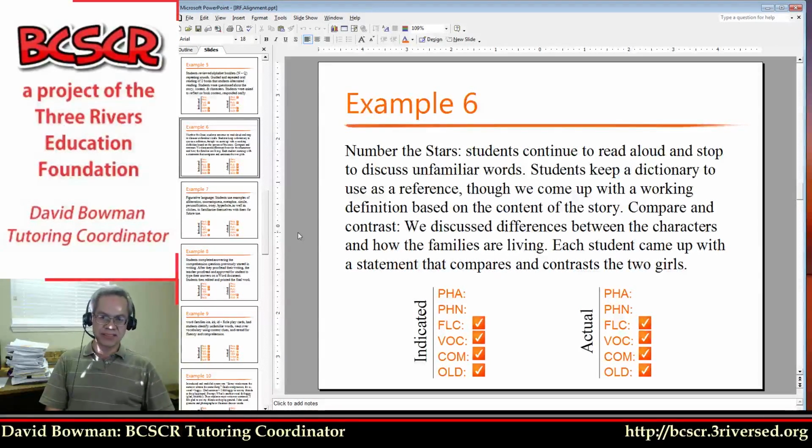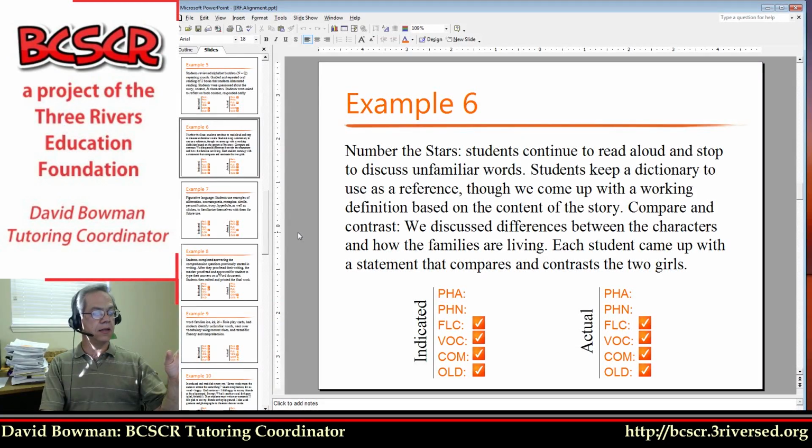In example 6, we have this description. Number the stars. Students continue to read aloud and stop to discuss unfamiliar words. Students keep a dictionary to use as a reference, though we come up with a working definition based on the content of the story. Compare and contrast. We discuss differences between the characters and how the families are living. Each student came up with a statement that compares and contrasts the two girls.